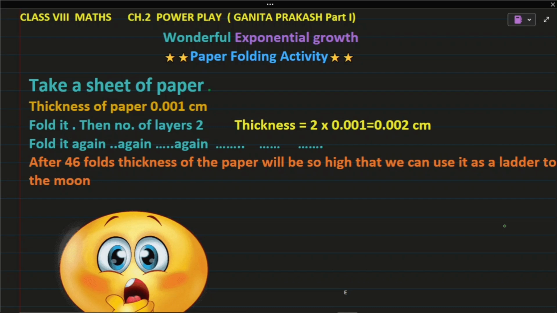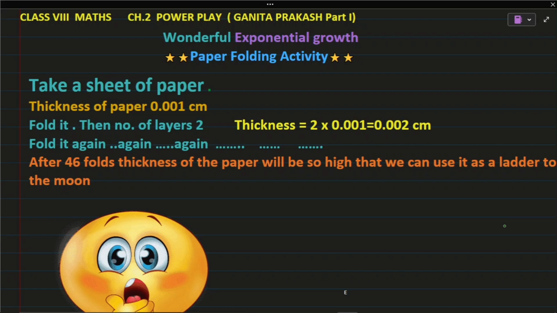Now the funny fact is that after 46 folds, the thickness of the paper will be very large. Very large means it will be so high as to reach the moon, or we can use it as a ladder to the moon. This activity shows the power of exponential growth.